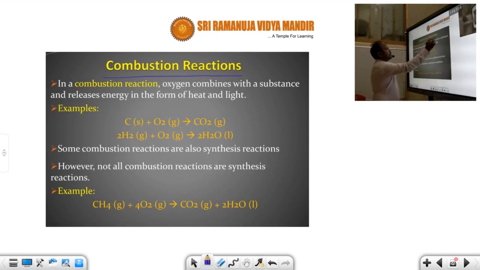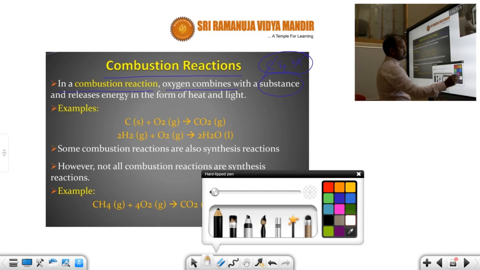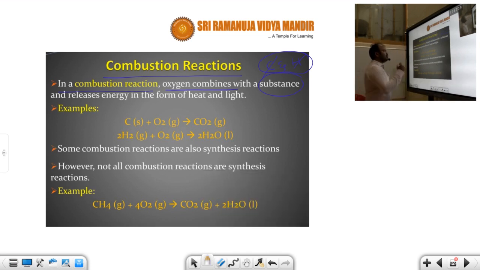Take a look here. Combustion reaction. In a combustion reaction, oxygen combines with a substance. Which substance? Like hydrocarbons. Whenever hydrocarbons, you should take that one, like petrol, diesel, kerosene, naphtha, LPG gas. They contain what? Carbon and hydrogen. Am I correct or not? Carbon and hydrogen. So when these hydrocarbons combine with oxygen in the presence of either heat or light or by passing current, it releases energy in the form of heat, in the form of light.